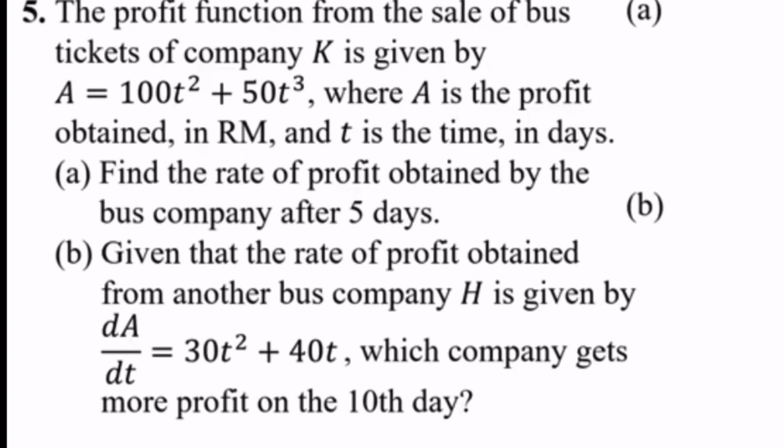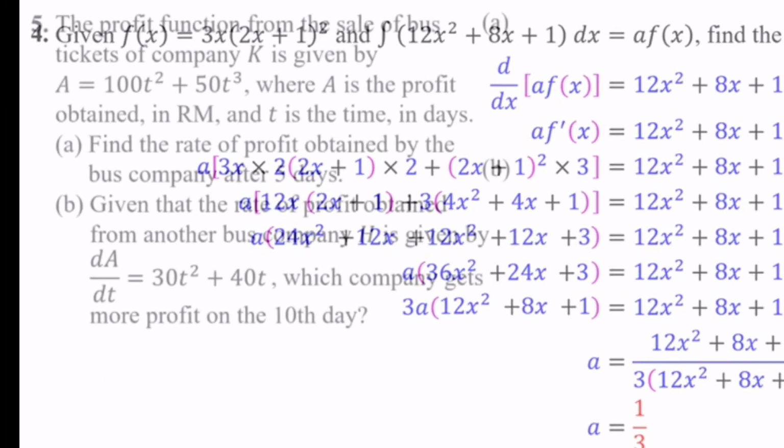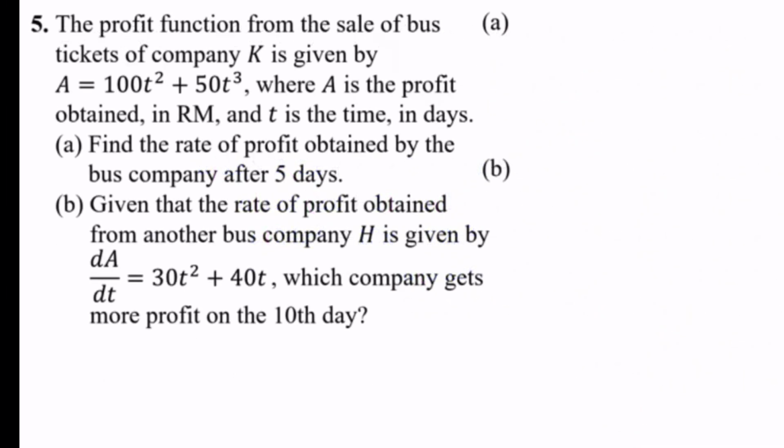So this is actually a question which is an application of integration, the concept of integration being the reversing process of differentiation. So basically we will find the rate of profit obtained by the company after 5 days. So we need to differentiate A with respect to the time, right? So let's do the dA/dt. How to do dA/dt? You just differentiate the A, right?